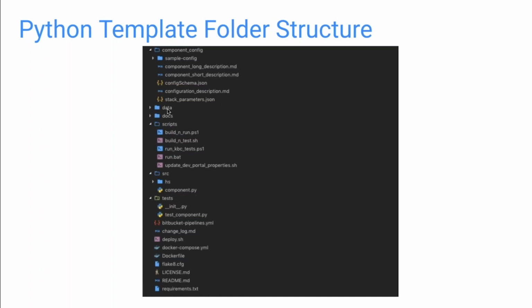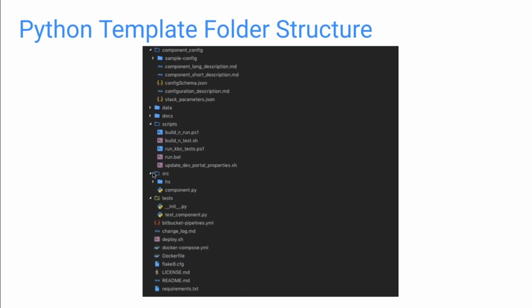The data folder here is the mock data environment that is used every time the Docker runner spins up. In here, there is the config file, input mapping, output mapping, state file, and manifest files. Docs is just a place for you to put your documentation. And these are predefined scripts for building, running and testing the component itself.